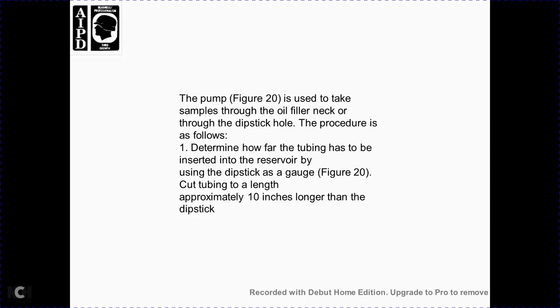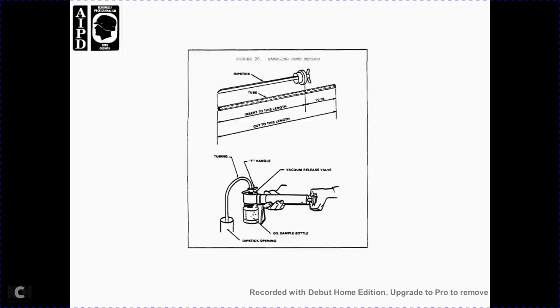For the sampling pump, Figure 20, you take the sample from the oil filler neck or through the dipstick hole. The procedure is followed to determine how far the tubing has been inserted into the reservoir, using the dipstick gauge. Figure 20: cut the tubing to a length approximately 10 inches longer than the dipstick. Figure 20 shows the sampling pump method. Measure the tube against the dipstick, then cut it to this length. Show the dipstick tube and the T-handle for releasing vacuum on the oil sample bottle.